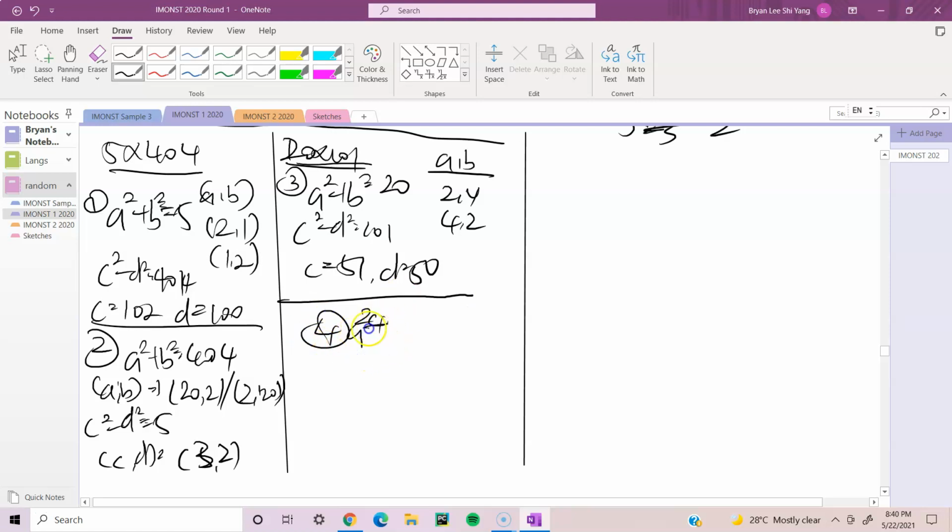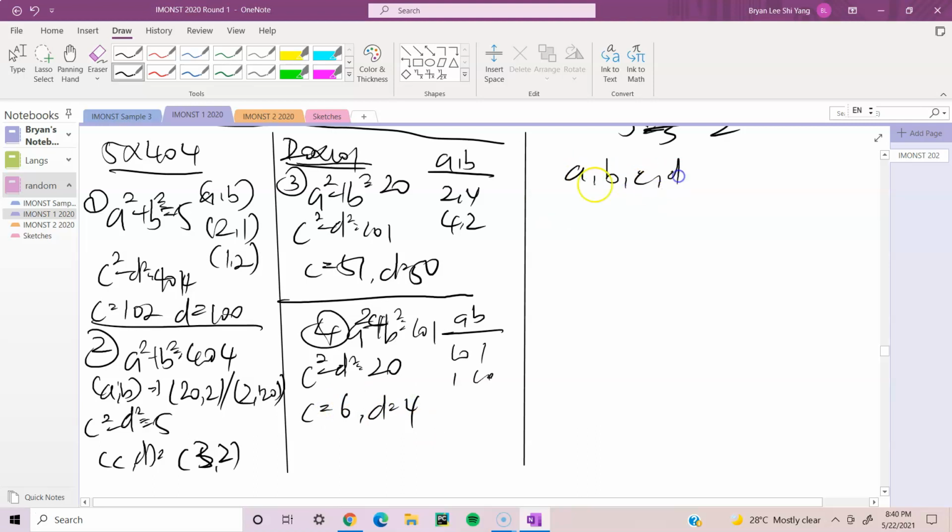Fourth case, A squared plus B squared equals 101. Now, A, B would be 10, 1 or 1, 10. And then C squared minus D squared equals 20. So C equals 6, D equals 4. Now, let's look at all the possible values of A, B, C, D, okay?